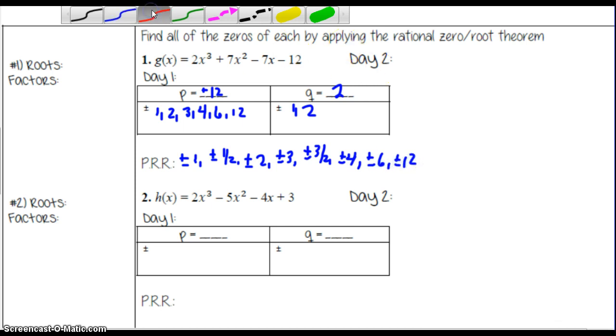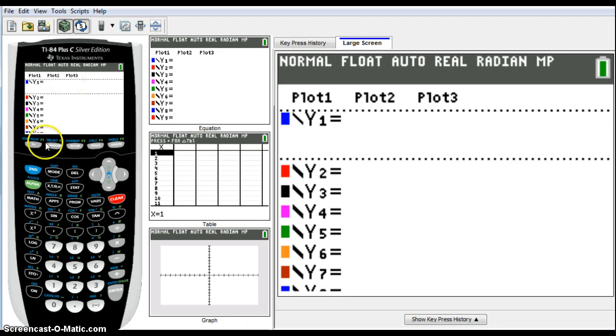So let's take a look at the new steps. We are going to go to our calculator first. From the calculator, we're going to find a root. So let's jump over to our calculator here, and we're going to go to the y equals button, and then we are going to type in our function here.